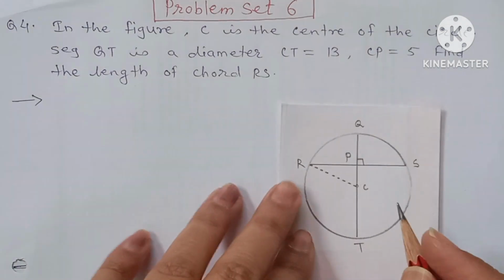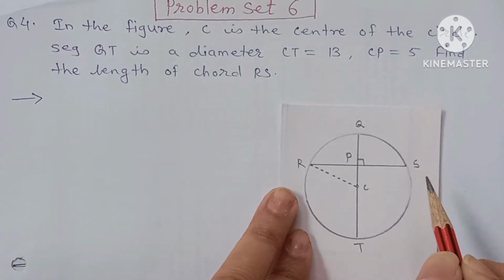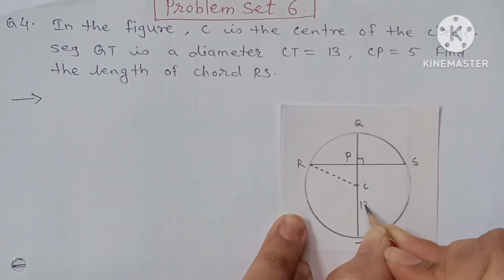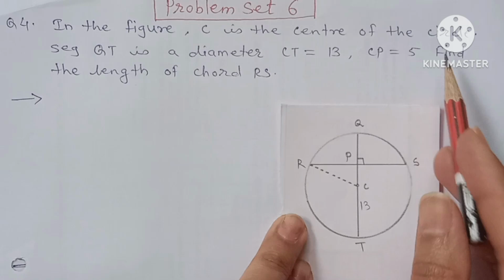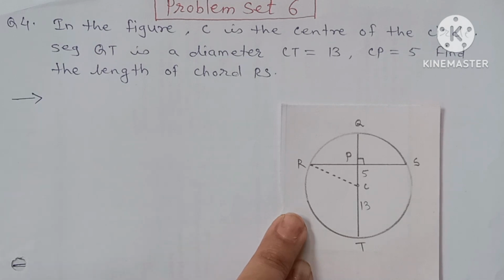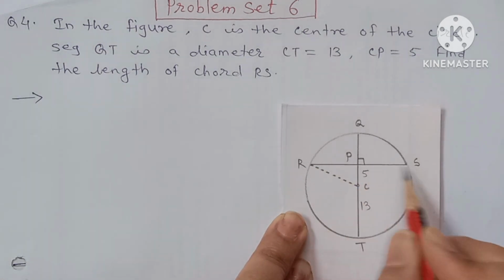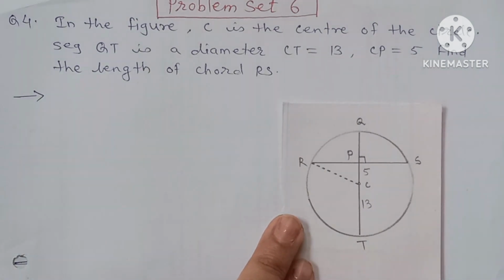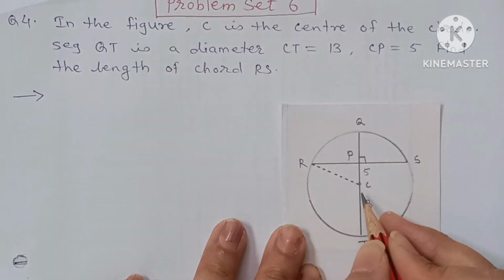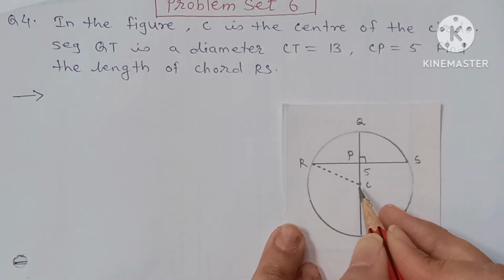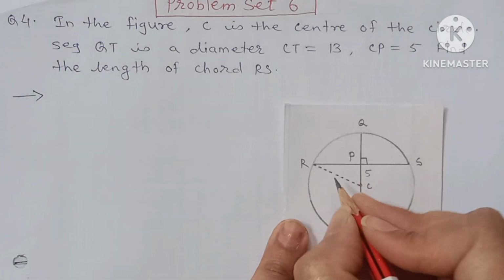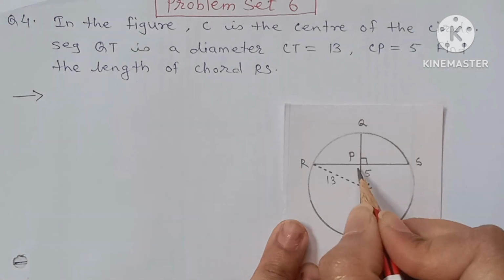See here, CT is given 13, and CP is given 5. You can find out the length of the chord RS. Now here you can draw R, join RC. RC is also a radius of the circle. CT is also a radius. Similarly, RC is also a radius. Means this is also 13.